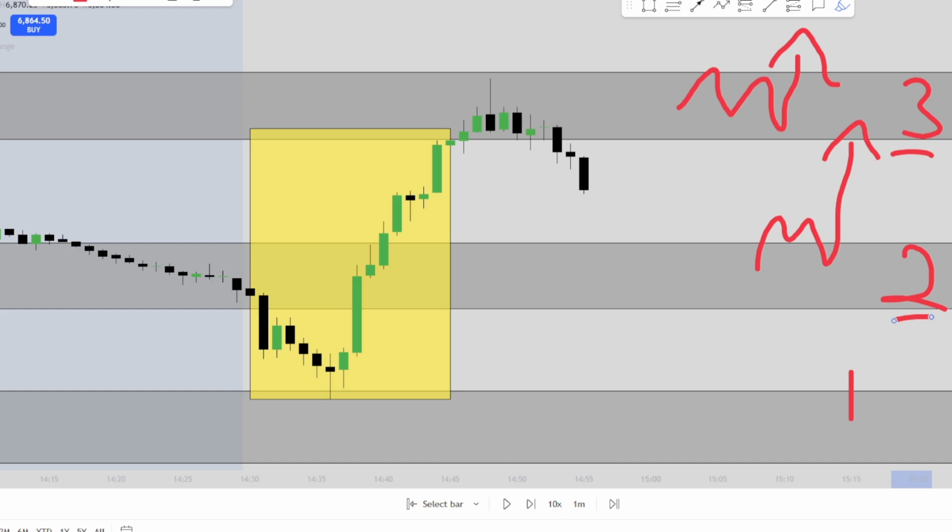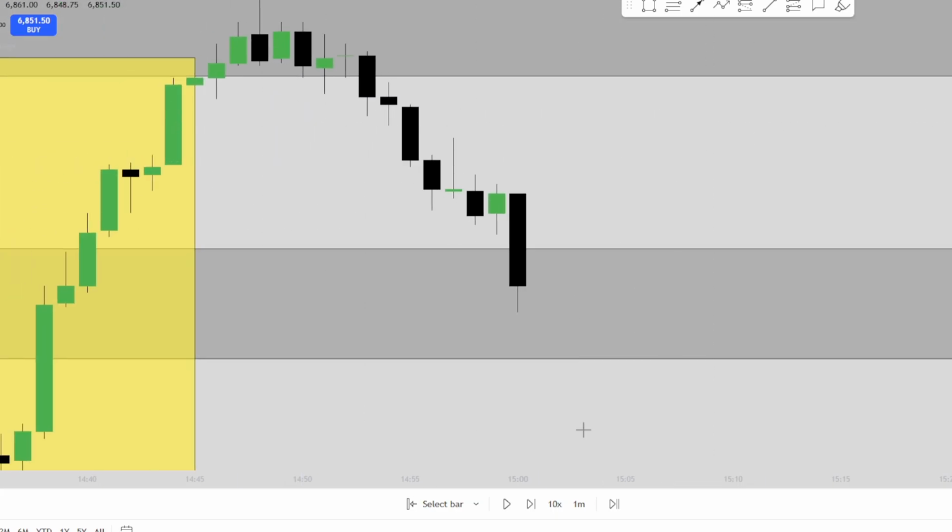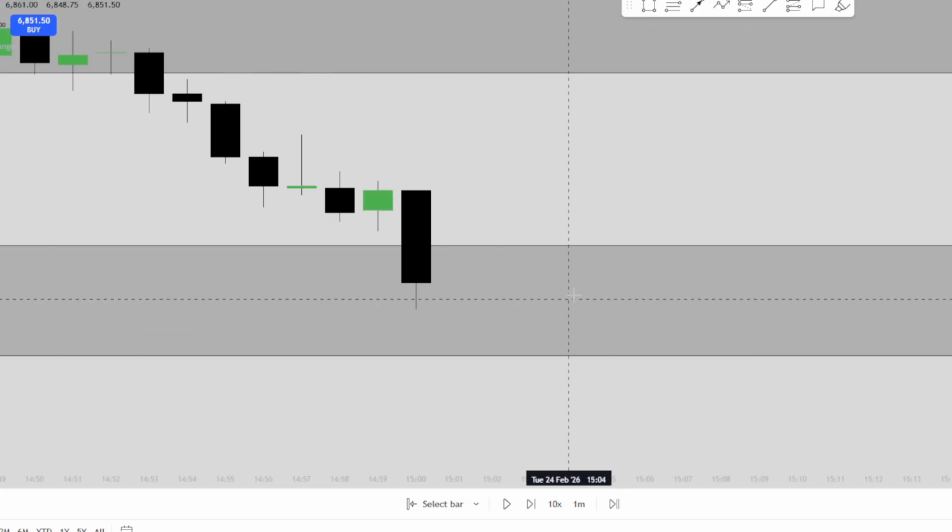Which is exactly what happened here. So what is the theory behind this? How did I know price was going to go up? What was the main theory over here? So candle by candle, we're going to break this down. Let's break this one down.